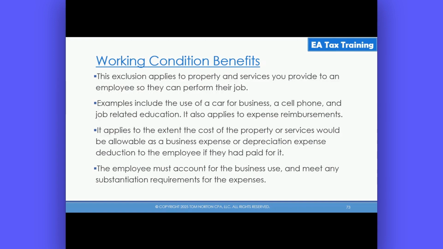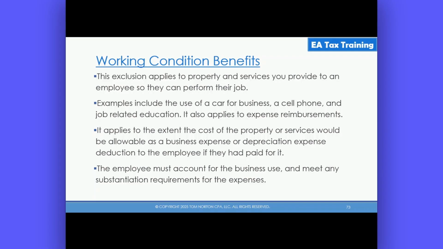Working condition benefits. This exclusion applies to property and services you provide to an employee so they can perform their job. So examples include use of a car for business, a cell phone, and job-related education. It also applies to expense reimbursements. So it's a lot of the things we've already talked about, but it also includes the business use of those. So this is the rule that allows for that exclusion.